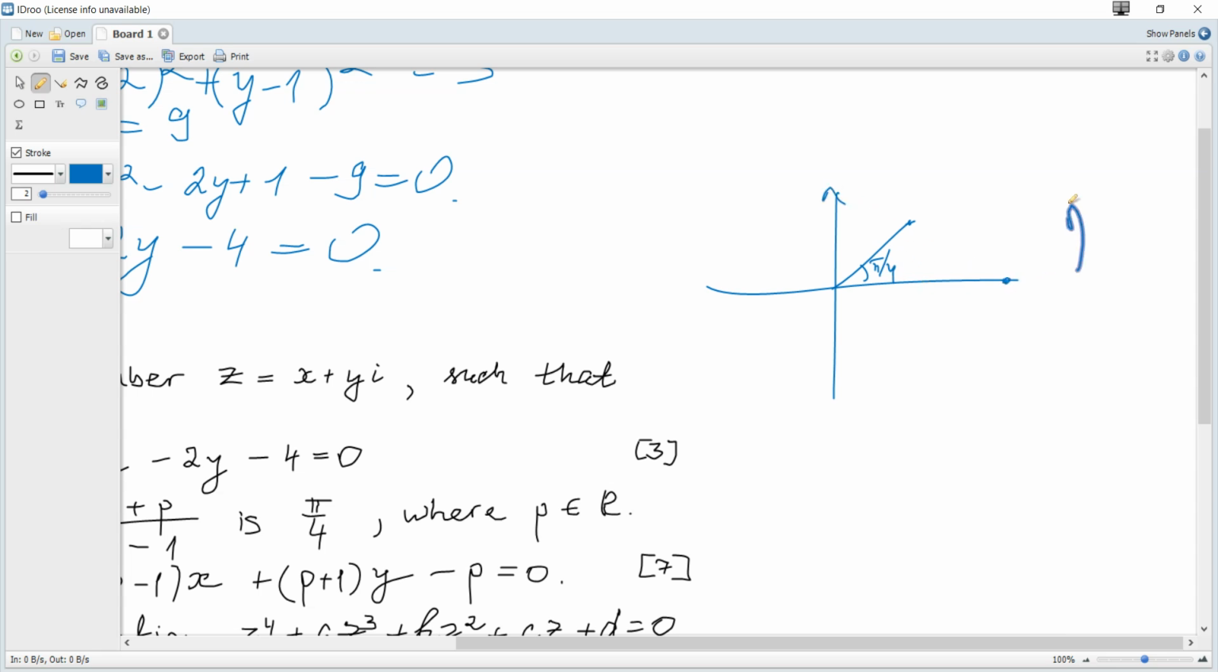0 is here, anti-clockwise gives positive angles or arguments, clockwise gives negative arguments, and it's a complex number in the first quadrant. Since this angle is 45 degrees or pi over 4, this triangle is a right angle, but here it's important that it's an isosceles triangle, and it means that this length is equal to this length. And what does it mean? It means that the real part is equal to the imaginary part of this complex number, and we will use it.